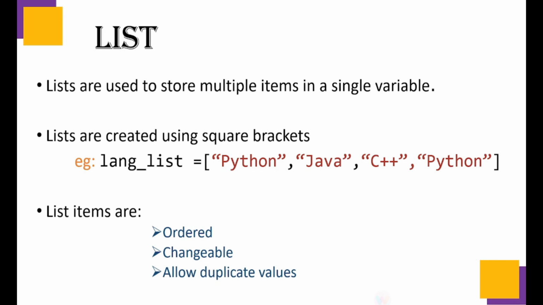Then it allows duplicate values. Since lists are indexed, lists can have items with the same value. Here in the above example, you can see Python, Java, C++, Python. The word Python is occurring twice, which means we can have duplicate values in our list.